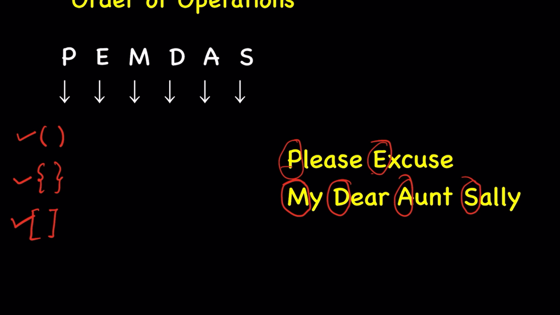After this we solve exponents, orders, indices, roots, etc. Then comes multiplication, division, addition, subtraction. So this is the order you need to follow. First parenthesis, then orders, indices, roots, then multiplication, division, addition, subtraction. And you remember this mnemonic PEMDAS using the sentence, please excuse my dear Aunt Sally.